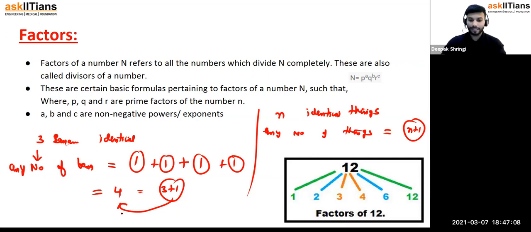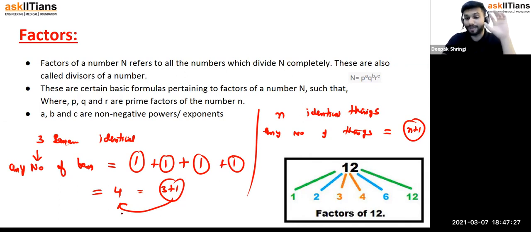Number of ways are how many? N plus 1. 1 plus 1 plus 1 plus 1 plus 1 plus 1. How many times? N plus 1 times. Okay. Got it? Got it now? Sure. Okay. Now look, this is something we are going to use in our question.